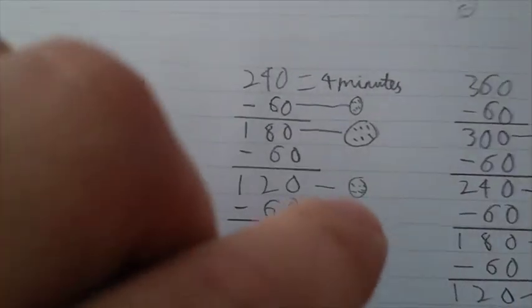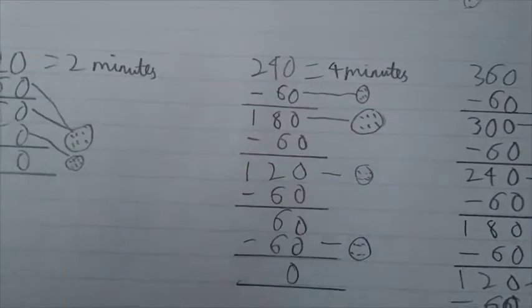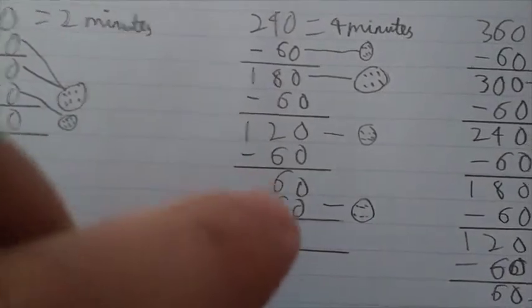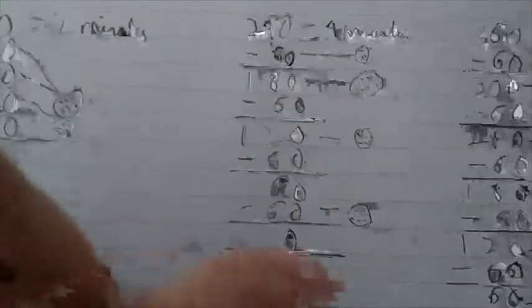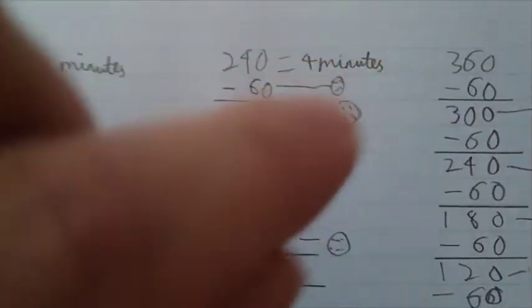120 minus 60 is 60, which gives us another bubble of 60 seconds, which gives us 3 so far. However, we're still not down to 0 seconds. So 60 minus 60 is 0. So we finally get to 0. That gives us 4 bubbles of 60 seconds, which gives us 4 minutes.